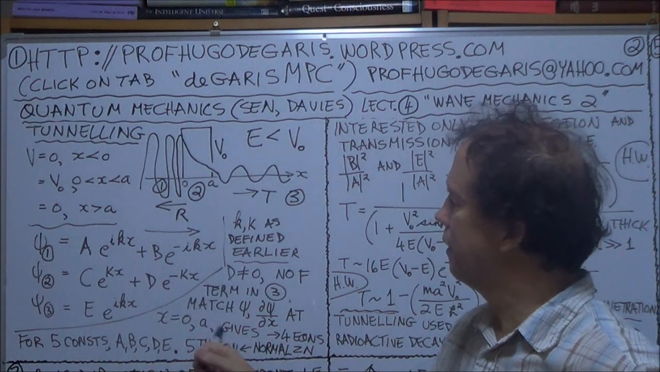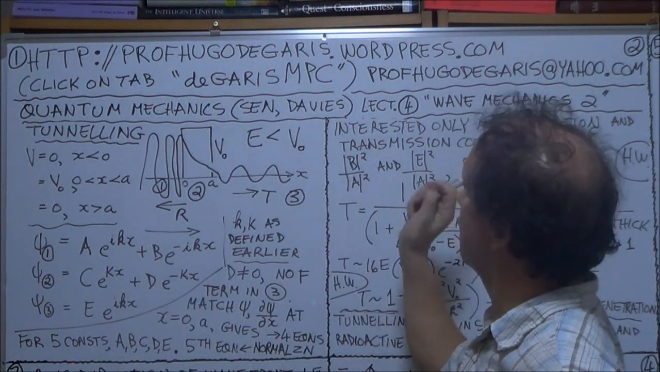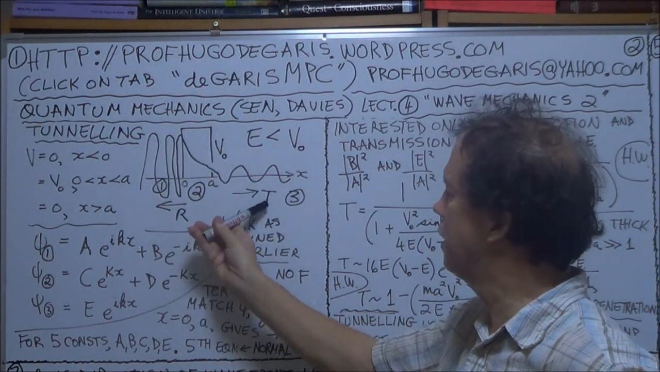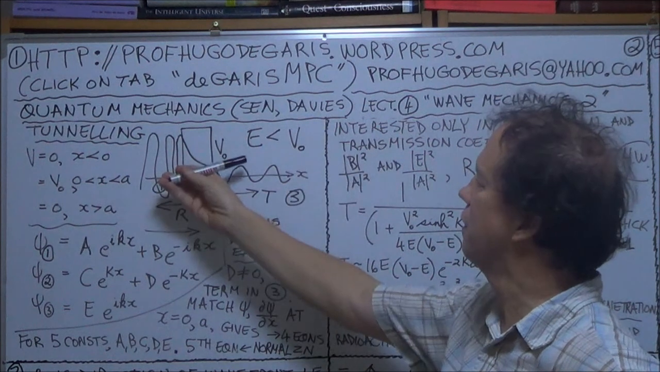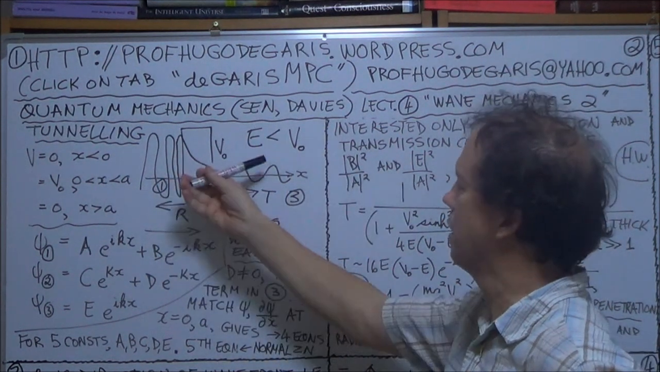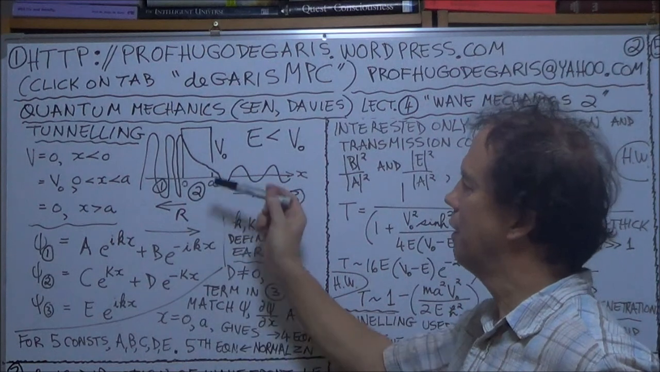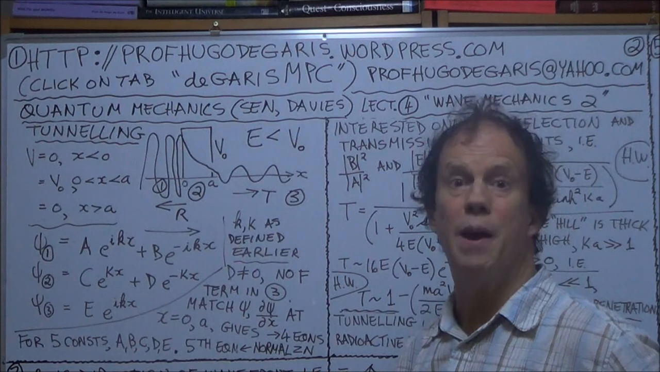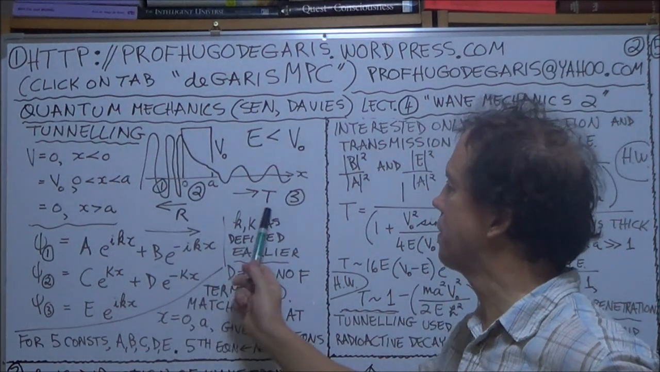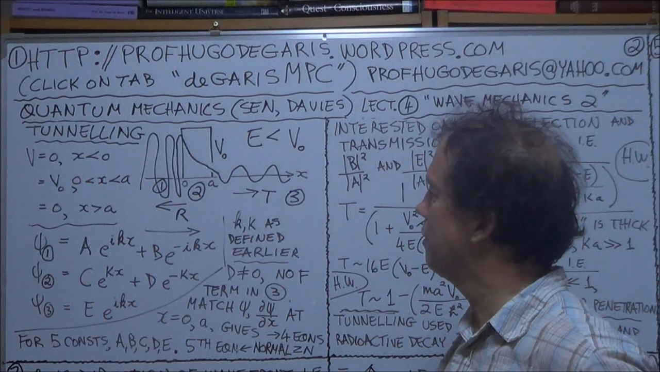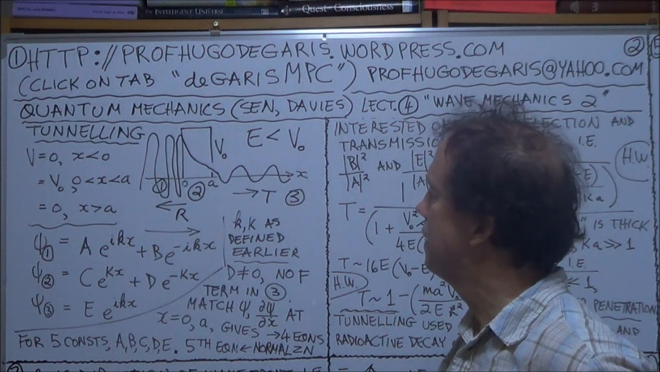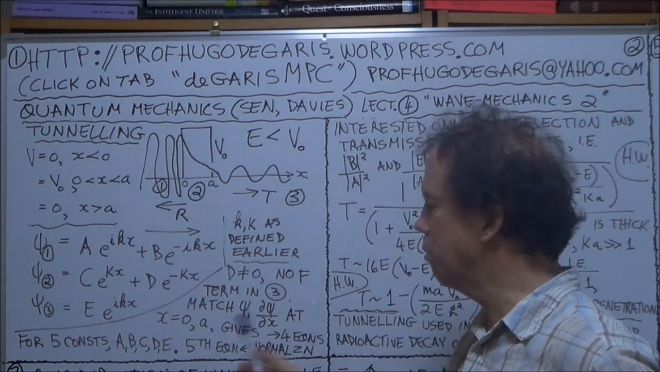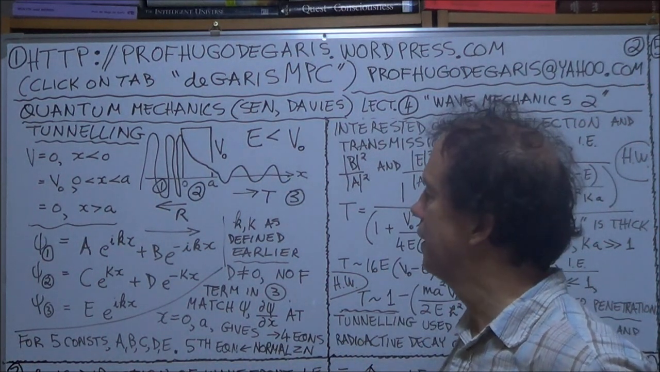Actually, I don't think we need it, because all we're interested in is finding what's big T. What fraction of your wave, in a sense, comes through, heads off to the right, and what fraction, your big R, heads back, gets bounced back, where R plus T has to equal 1.